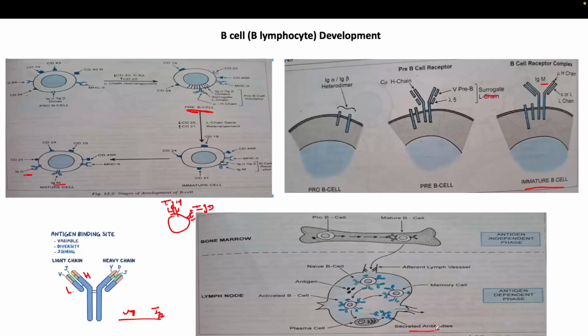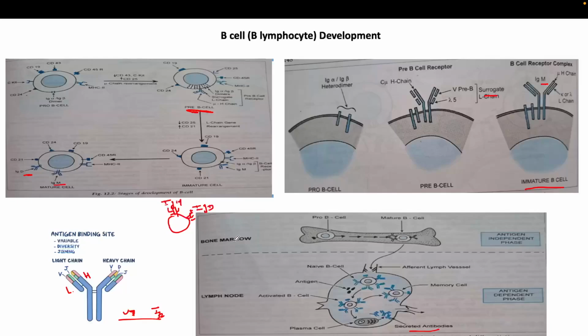Okay, so this is the development of the B cell. There are two phases. One is antigen independent, and another one is antigen dependent. The antigen independent phase always takes place in the primary lymphoid organ, and the antigen dependent phase takes place in the secondary lymphoid organ, that is the lymph node.